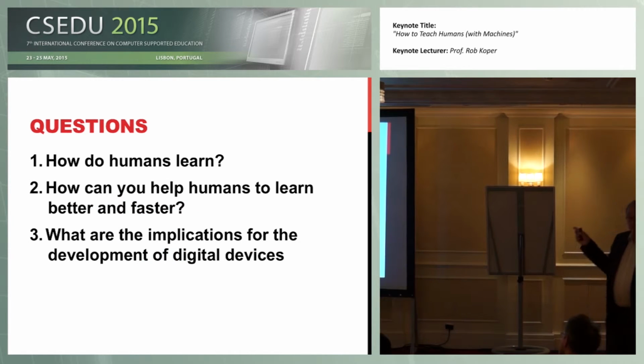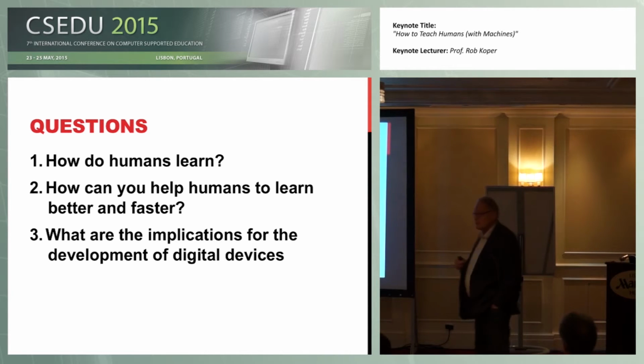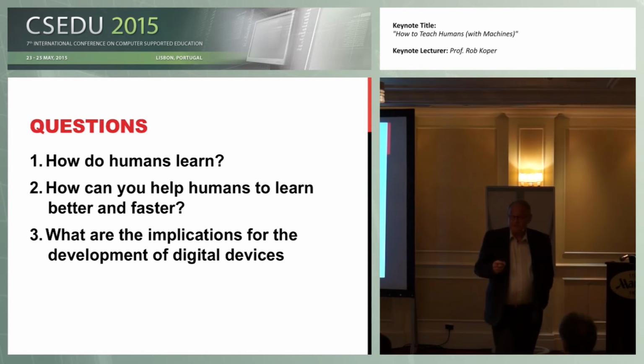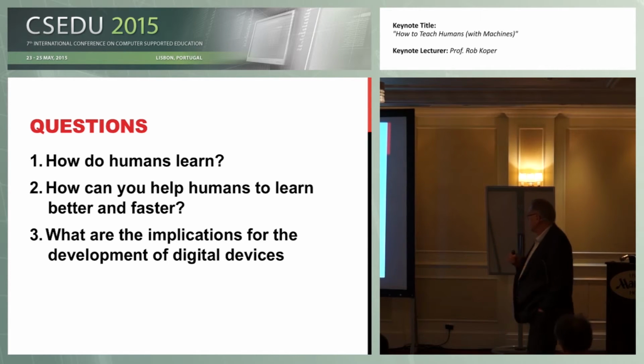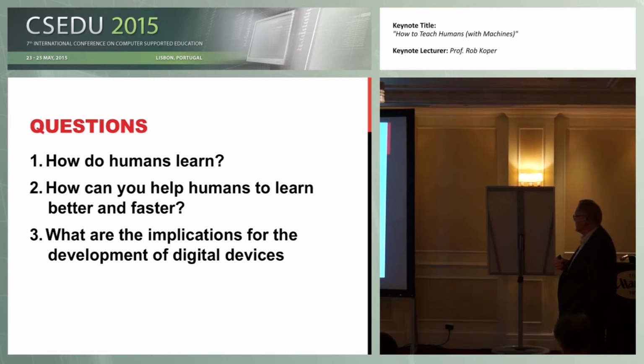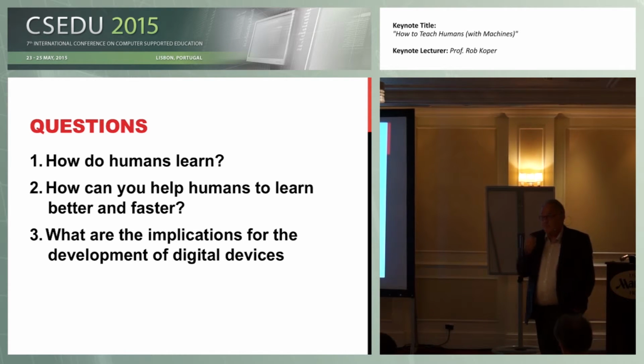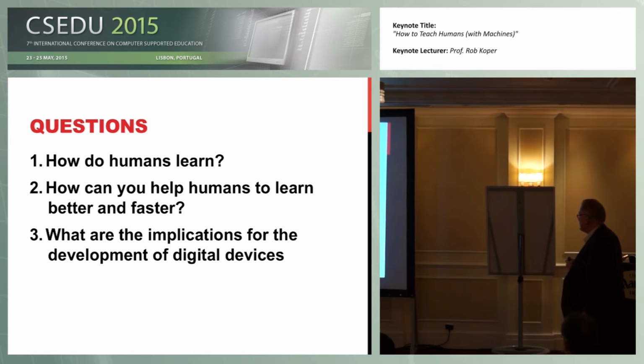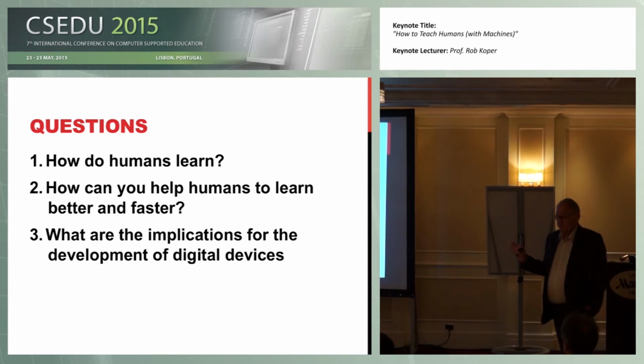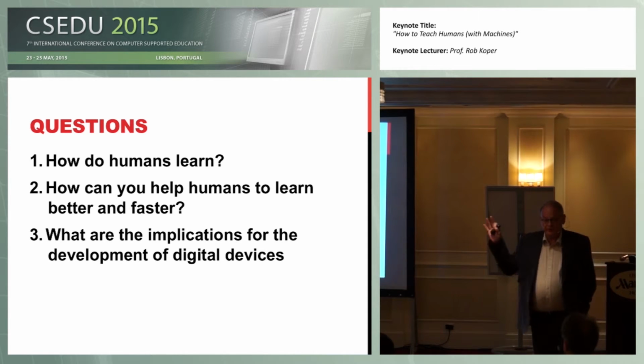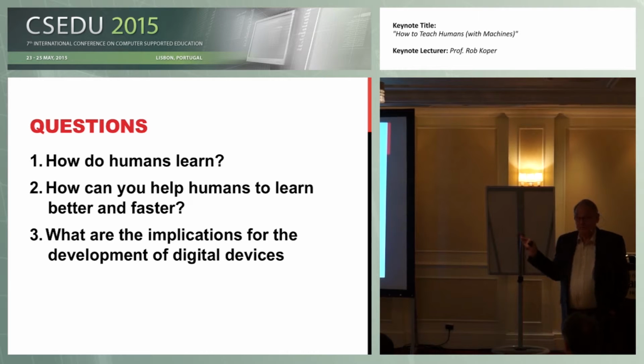So to work this out, I have these 3 sub-questions. How do humans learn? Because you can only answer this question when you exactly know how humans learn. And the second one is, how can you help humans to learn better and faster? And the third one is, what are the implications for the development of digital devices? Of these 3 things, the first one is the most difficult one.